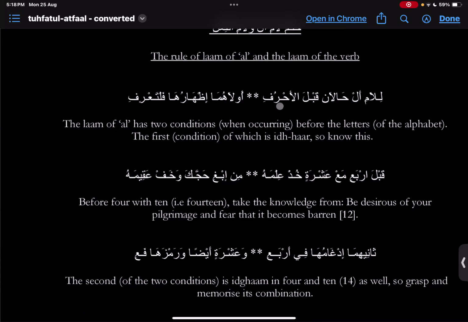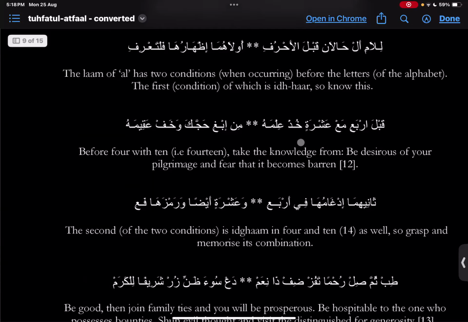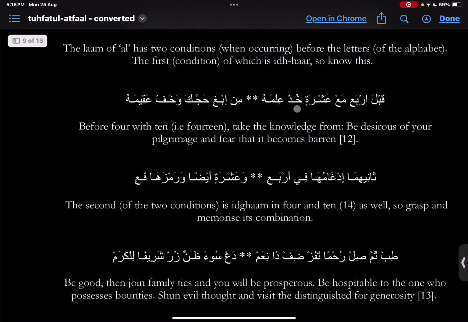للام الحالان قبل الأحرف أولاهما إظهارها فلتعرفي. The lam of al has two conditions when it occurs before the letters of the alphabet. The first one is izhar. We talked about this. So know this. قبل 14 خذ علمه. If it comes before any of these 14 letters, then take knowledge from, meaning any of these 14 letters, and then he gives us the phrase من ابغي حجك وخف عقيمه. And these are the letters of our izhar.